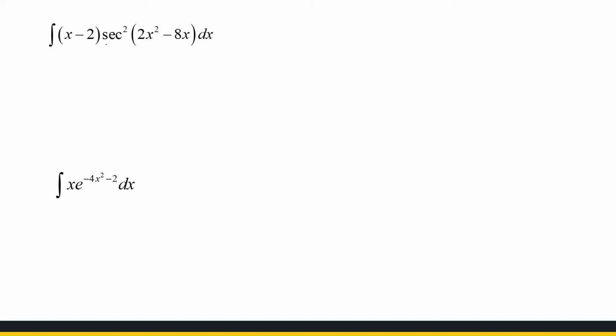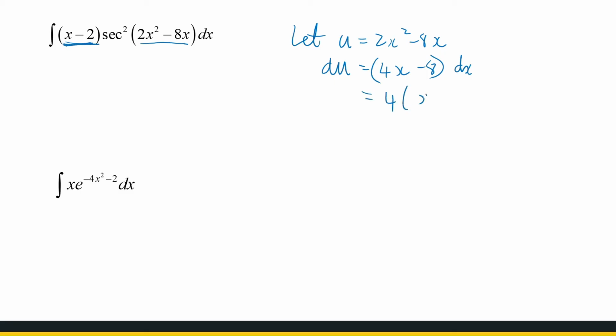Okay, here I've got a sec squared. Now we know the antiderivative of sec squared is tan, so we'd like to keep the sec squared there. The derivative of sec squared is not so simple. Let's look at the other functions. I've got an x minus 2 and a 2x squared minus 8x. Now if I look at the 2x squared minus 8x, du is then 4x minus 8 dx. Now I don't have a 4x minus 8, but I've got an x minus 2. So I can take a 4 out, that's x minus 2 dx. There we go. So 1 over 4 du is x minus 2 dx.